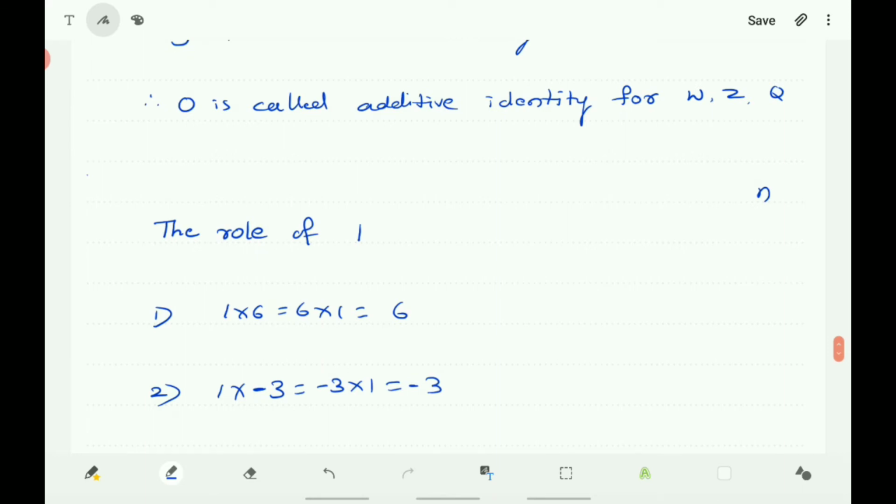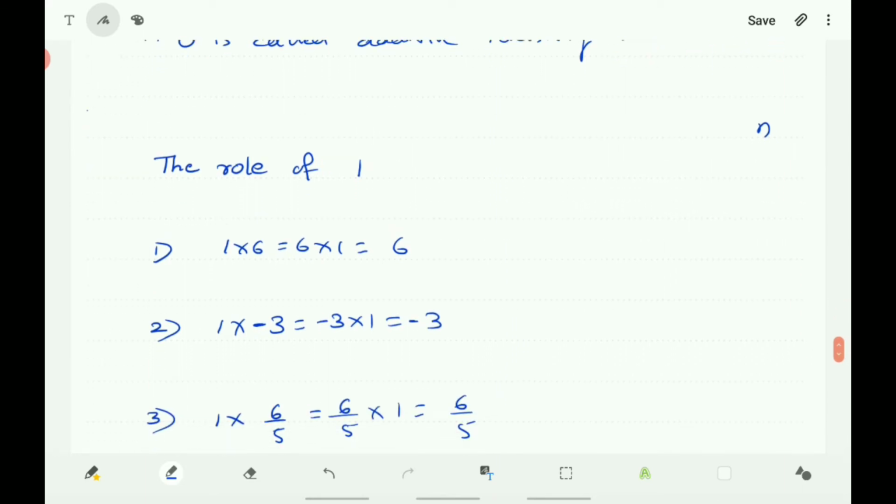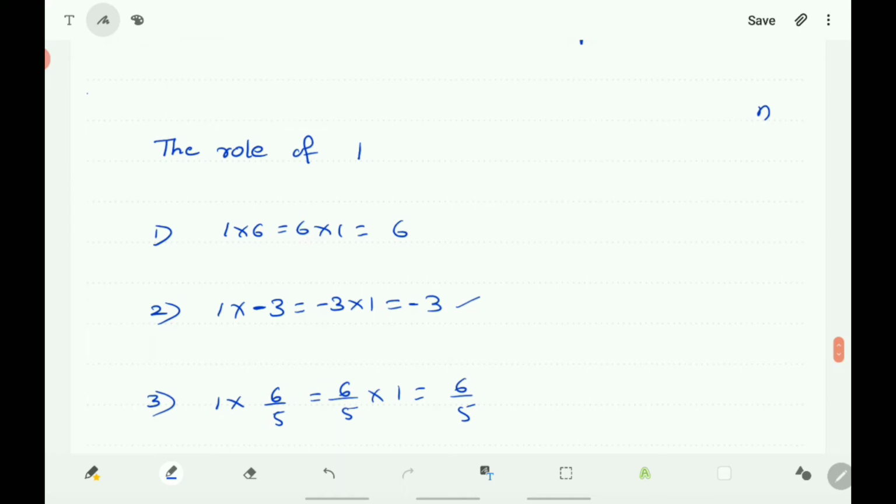Now, let us come to the role of 1. So here, to multiply any number by 1. For example, 1 into 6 is equal to 6, or 6 into 1 is equal to 6. 1 into minus 3 is equal to minus 3, or minus 3 into 1 is equal to minus 3. 1 into 6 by 5 is equal to 6 by 5, or 6 by 5 into 1 is equal to 6 by 5. So multiplying any number by 1, you will get that number only.